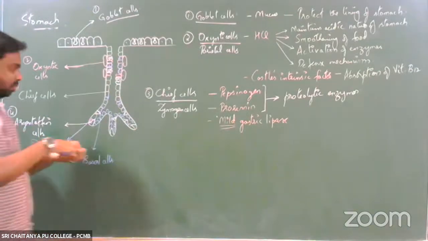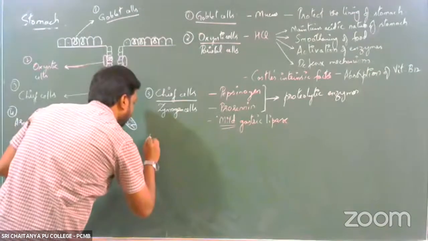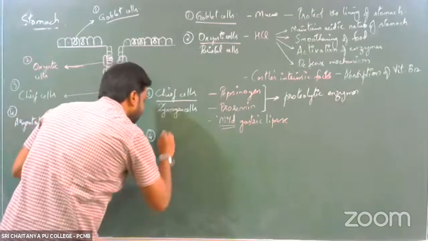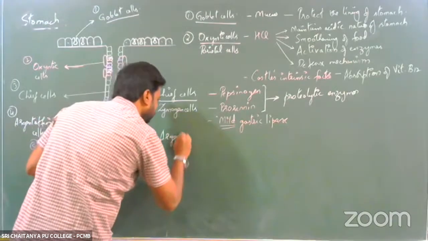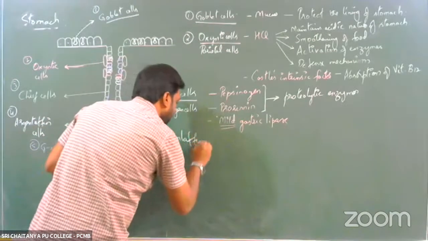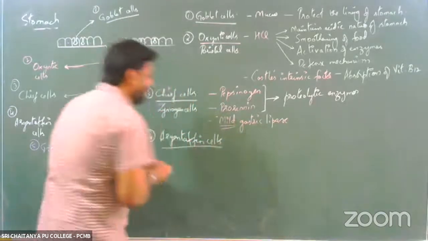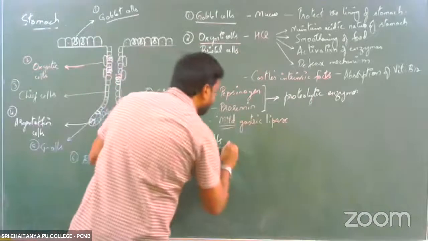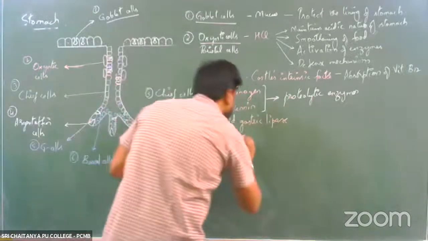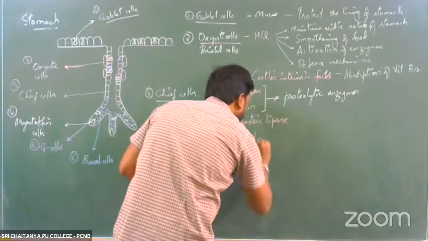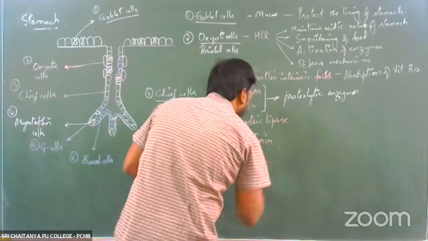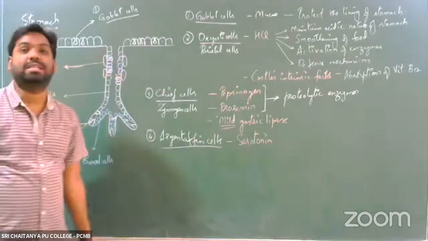Now talking about the fourth type of cell what we have. Cell number 4. The fourth type of cell is called the Argentaffin cells. We have the Argentaffin cell. Now talking about the Argentaffin cells, they secrete a substance called serotonin.